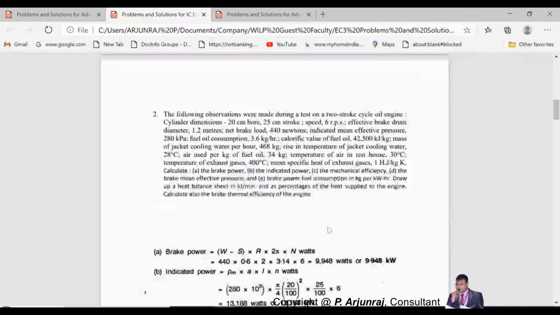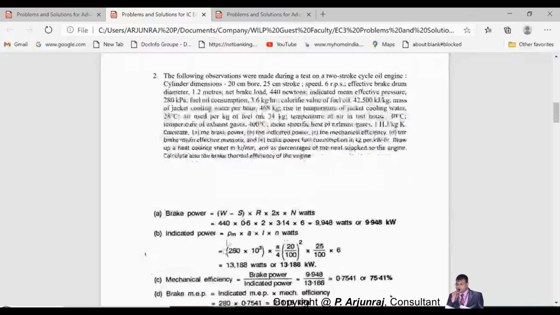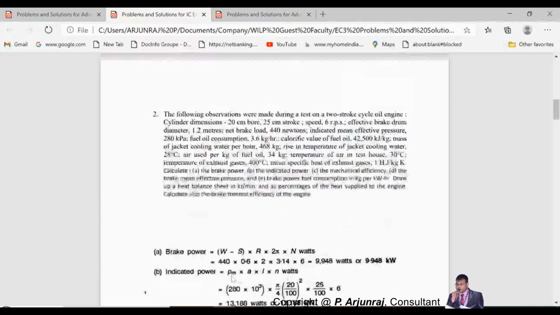Next, first we have calculated the brake power. Next we need to calculate the indicated power. In the last problem they gave the indicated power, but here they have not given the friction power either. This can be found using the formula P m L A N divided by 60,000, if 60 is required. If it is not required, then we can avoid it.